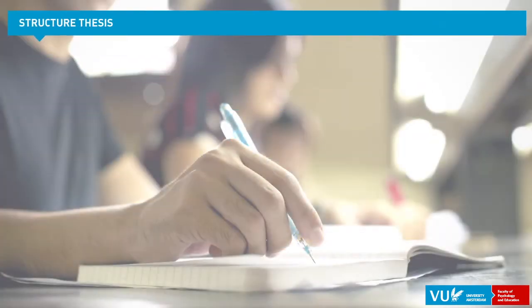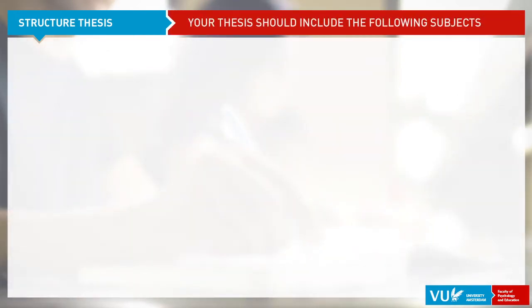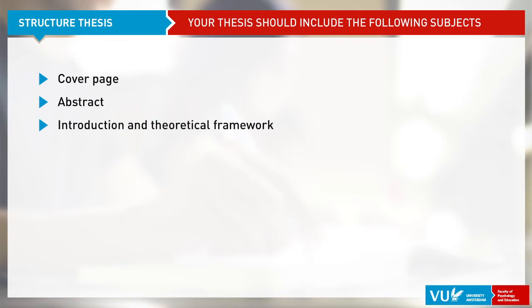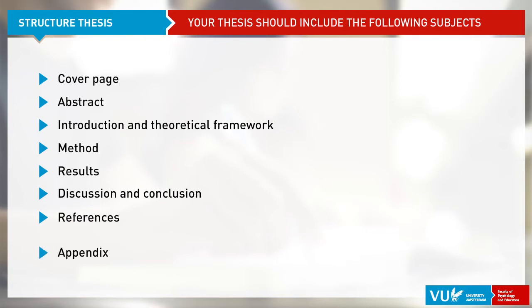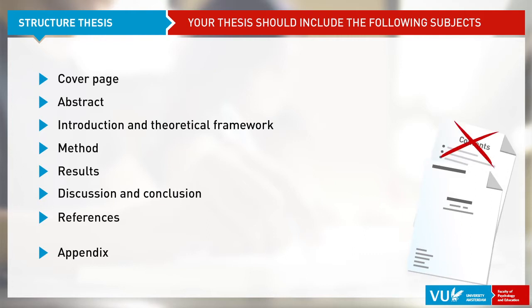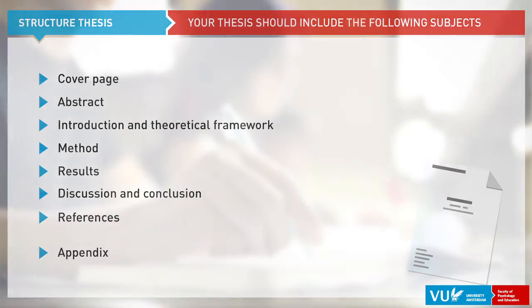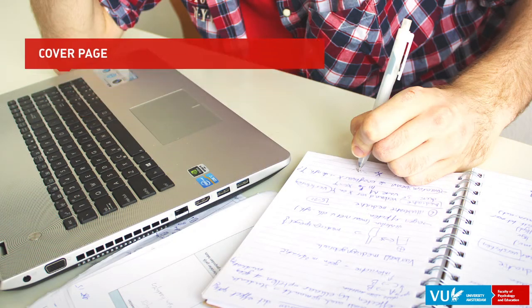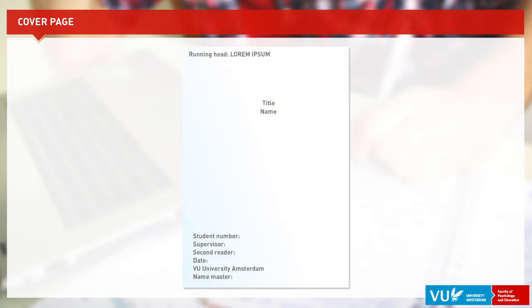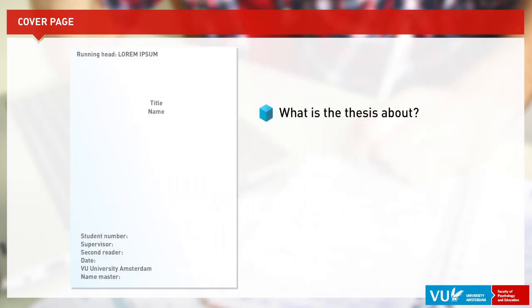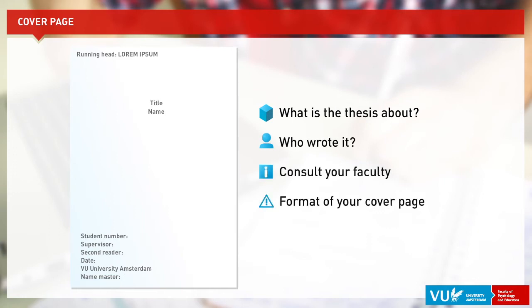Structure thesis. Your thesis should include the following subjects: cover page, abstract, introduction and theoretical framework, method, results, discussion and conclusion, references, appendix. A thesis in the form of a scientific article does not include a table of contents. Cover page. The thesis starts with a cover page, which tells you what the thesis is about and who wrote it. Always consult your faculty about the format of your cover page.